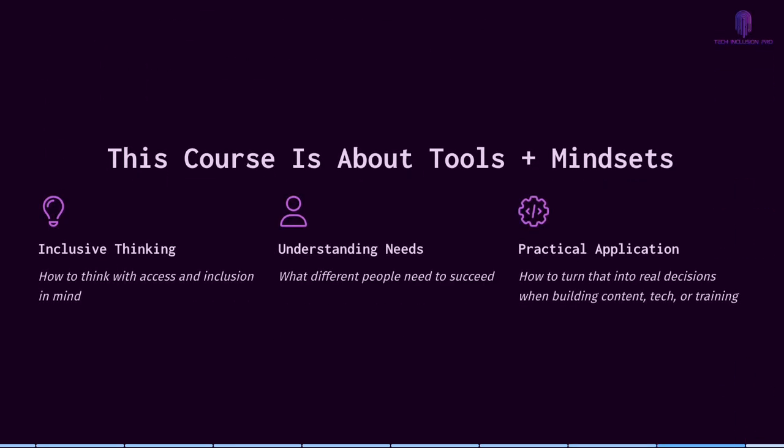So what this course is about then is those tools and those mindsets, inclusive thinking, how to think with access and inclusion in mind from the beginning. What are those learning objectives? How are we going to achieve those learning objectives and so on? And then understanding the needs of the people that you're working with. What different people might need to succeed.